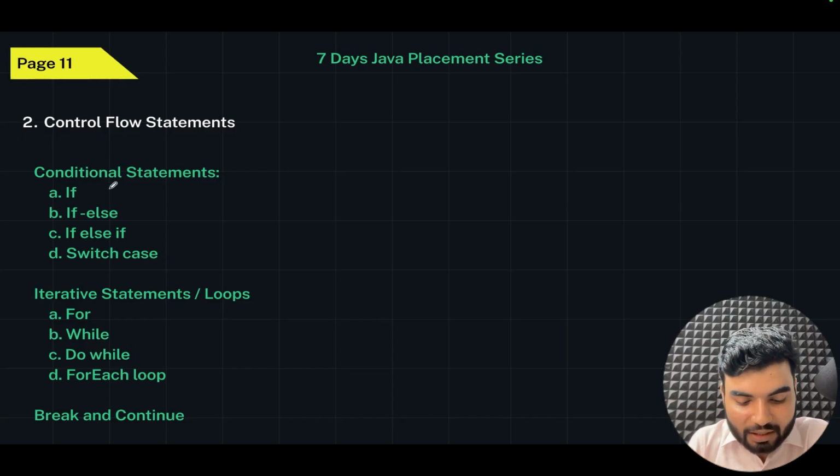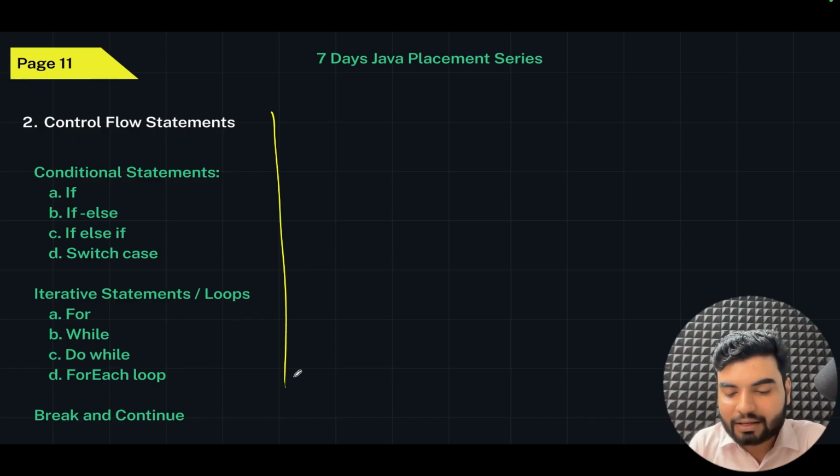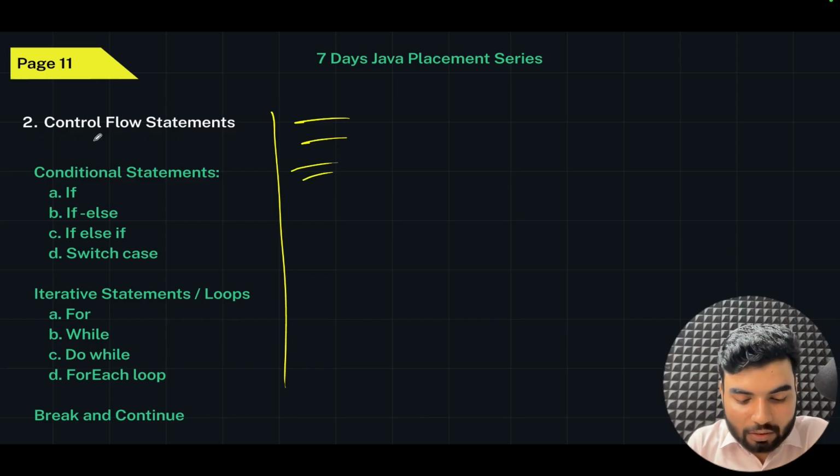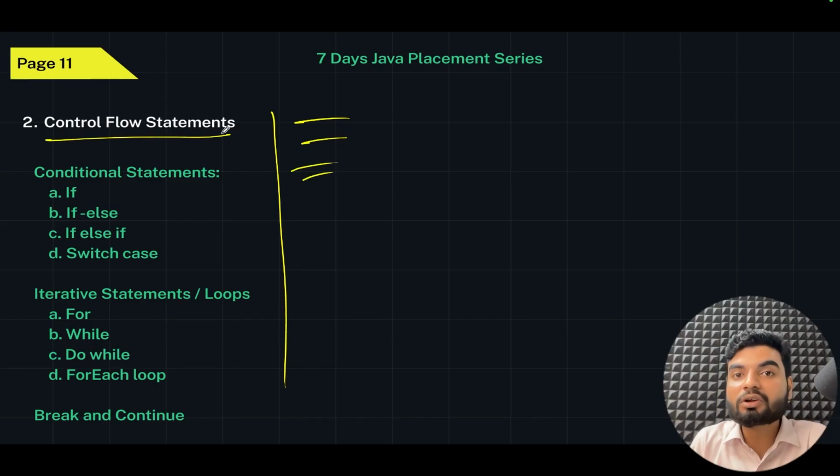Perfect. Now we have conditional statements. Conditional means I want to control. Normally in Java, your code will execute line by line, like line 1, line 2, line 3. But these control flow statements let you decide what to execute: the first line, the last line, or something in between. You want to control that execution flow. In that case, use control flow statements.